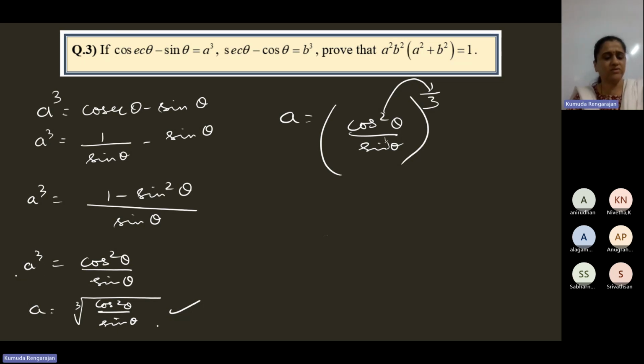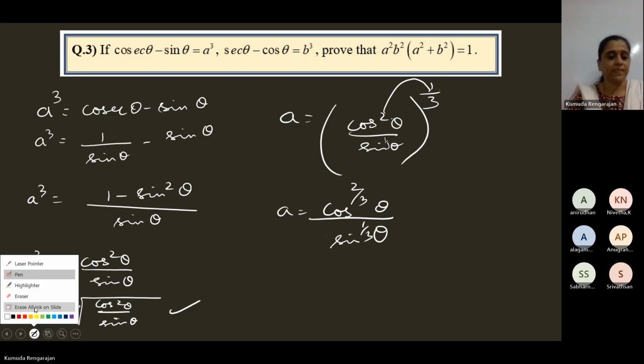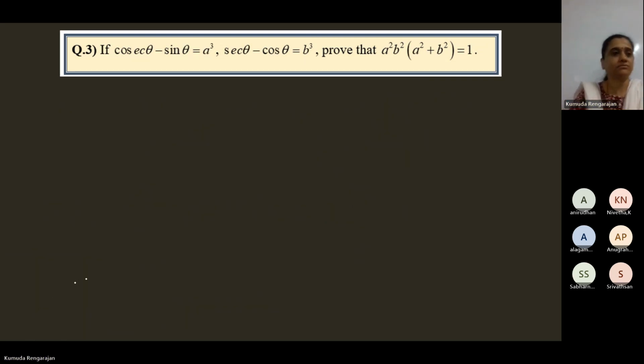Or this one which we already know. A cubed is something. So A will be the cube root of that something. And that cube root symbol should be written as to the power 1 by 3. Then A is equal to, multiply the powers, 2 into 1 by 3 is 2 by 3. So cos theta to the power 2 by 3 divided by sine theta to the power 1 by 3. This is how you find the expression for A.